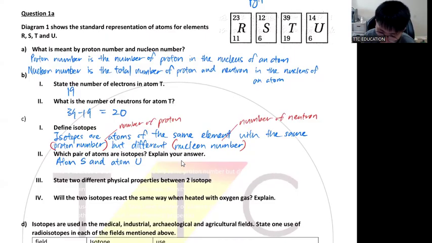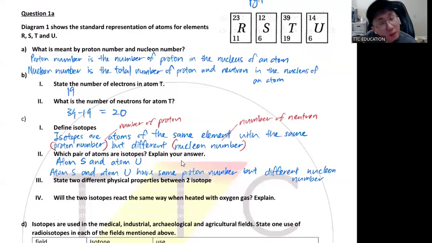So we can say, atom S and atom U have same proton number but different nuclear number. Basically the definition of isotope, put it in.